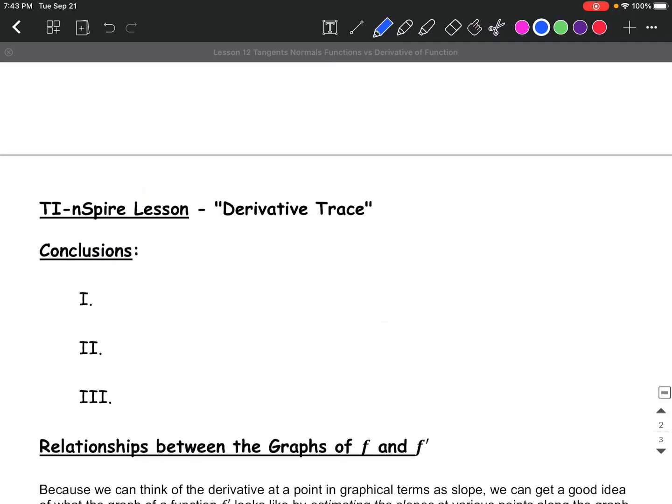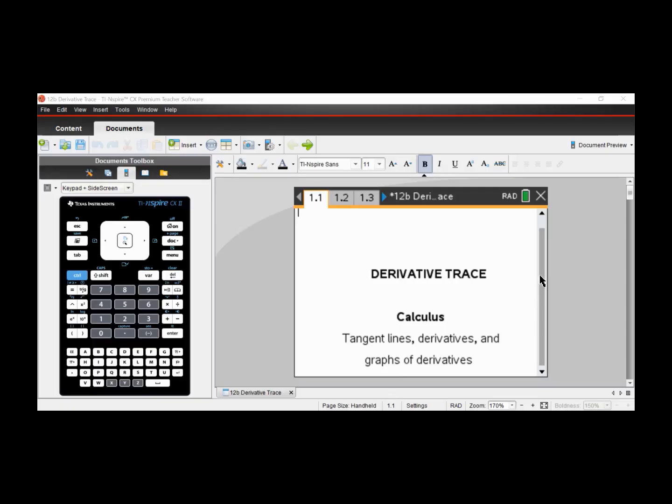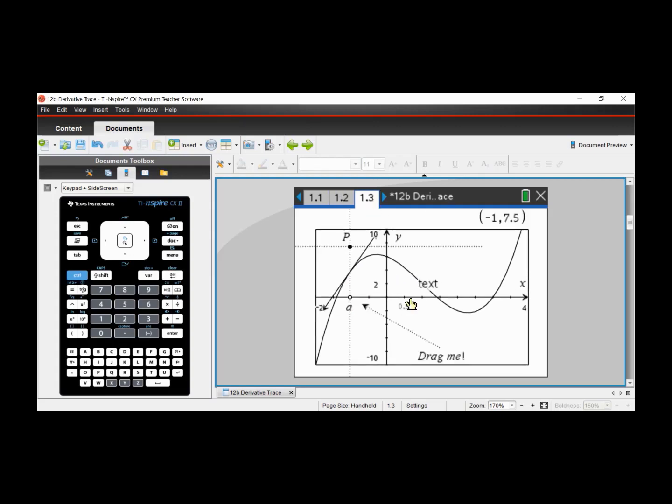Okay, good. Now I'm going to go over to the calculator and I want to show you a document that I have there called Derivative Trace. And we're going to talk a little bit about some things and then we're going to come back and write down some conclusions that we find. Okay, here we go. Okay, guys, so here I have a document called Derivative Trace. And what we have is a nice little graph here. It's a cubic, and you can see that there is a tangent line, and the point of tangency is when x equals a. Now, I'm going to have the same graph on this window.